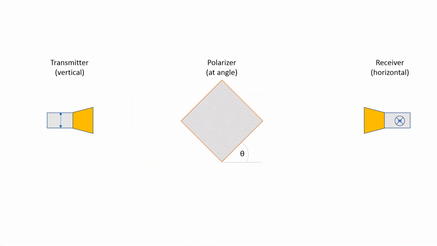The diagram shows the setup in the previous experiment. The transmitter is oriented vertically while the receiver is oriented horizontally. The polarizer is placed between them at an angle. The transmitter generates vertically polarized microwave which then hits the polarizer. The electric charges inside the polarizer's conductor react by moving back and forth according to the incoming wave, but their movement is restricted by the conductor's orientation.